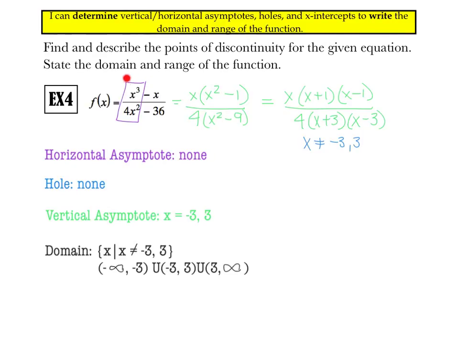So for the horizontal asymptote, I look at the largest degree in the numerator and the largest degree in the denominator, and I see that the higher degree is in the numerator. And according to our rule, if the higher degree is in the numerator, then there is no horizontal asymptote.